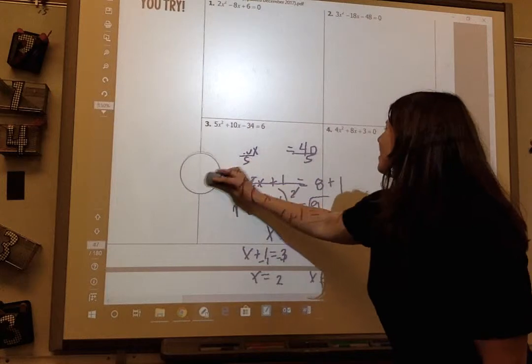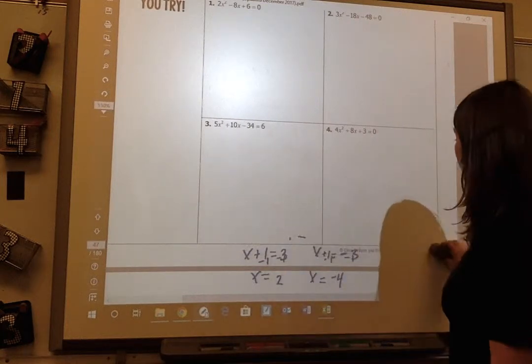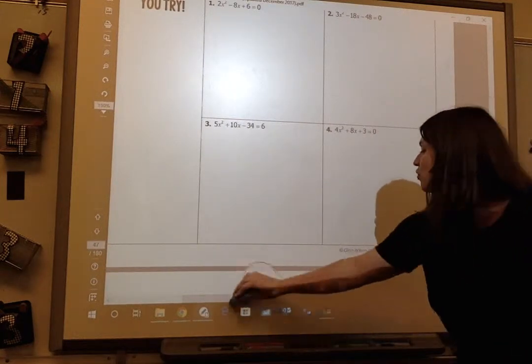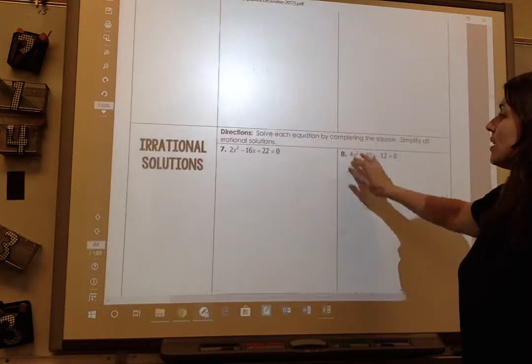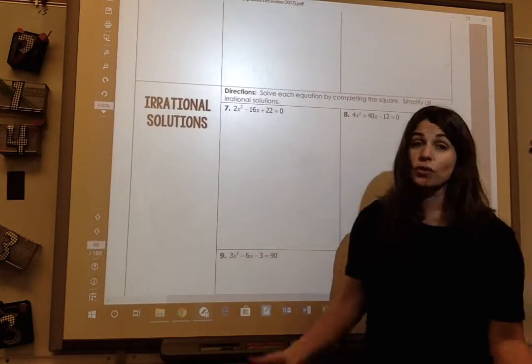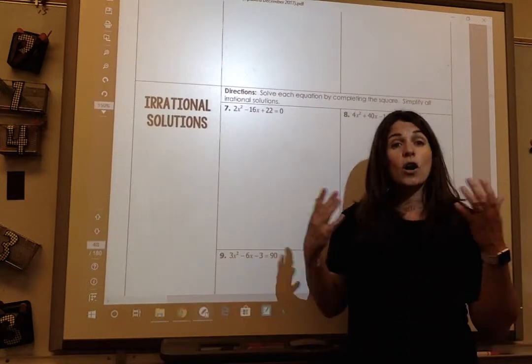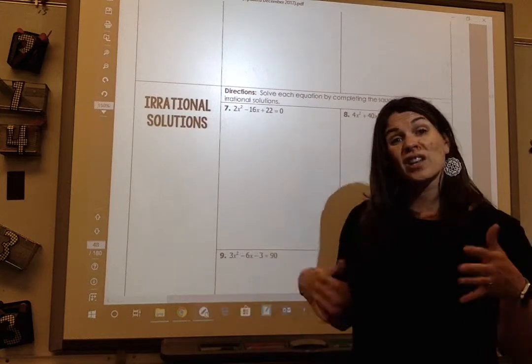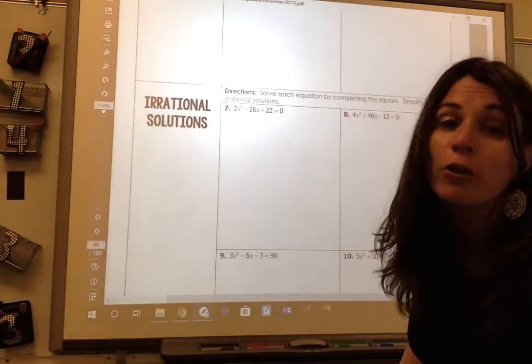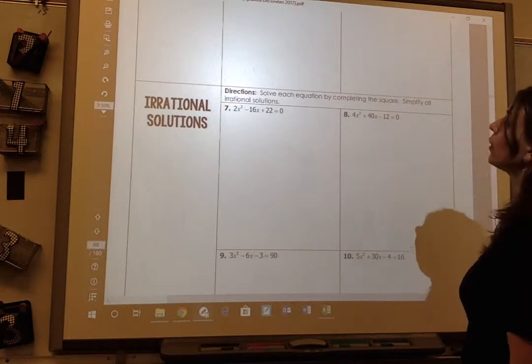All right, so hopefully that's not much different than completing the square. We just had to add 1 extra step. That is all. Let's take a look what happens when you have irrational solutions. It's okay. It is okay to have an irrational solution. You just got to simplify that radical form. So that's all we're doing here.